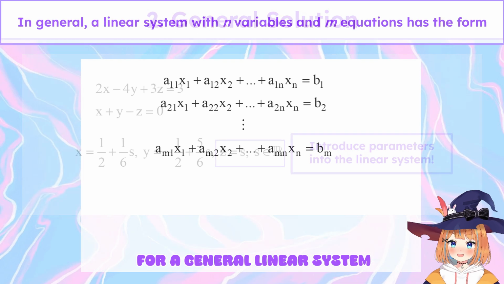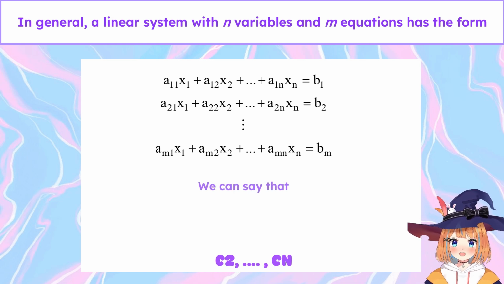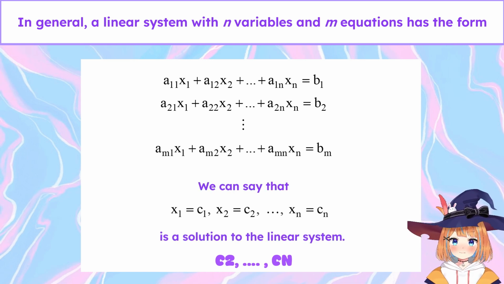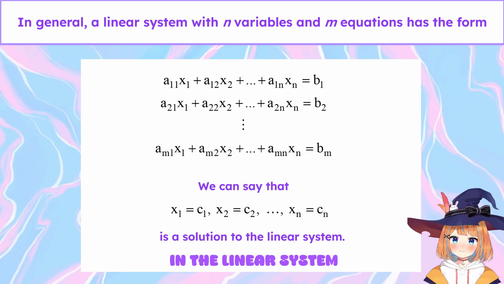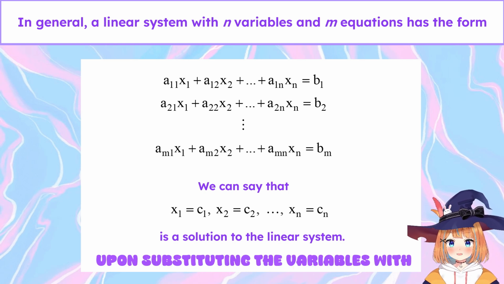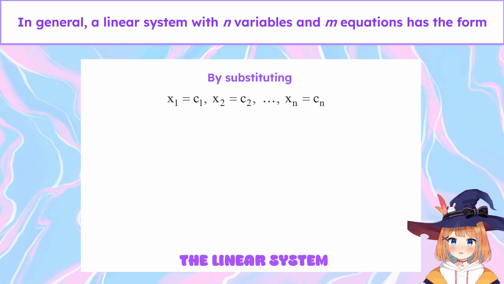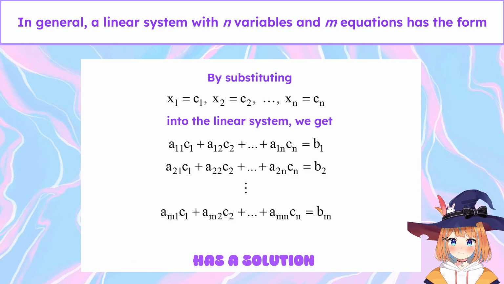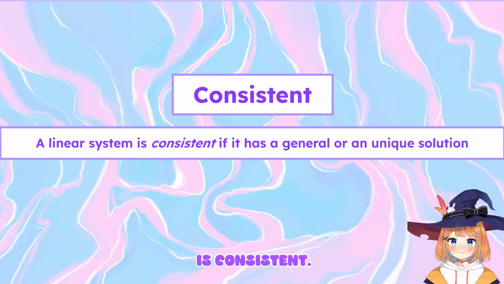For a general linear system with n variables and m equations, we can say that C1, C2, Cn are possible solutions of x1, x2, xn in the linear system. Upon substituting the variables with their corresponding solutions, we can transform the linear system as such. As long as the linear system has a solution, we can say that the linear system is consistent.